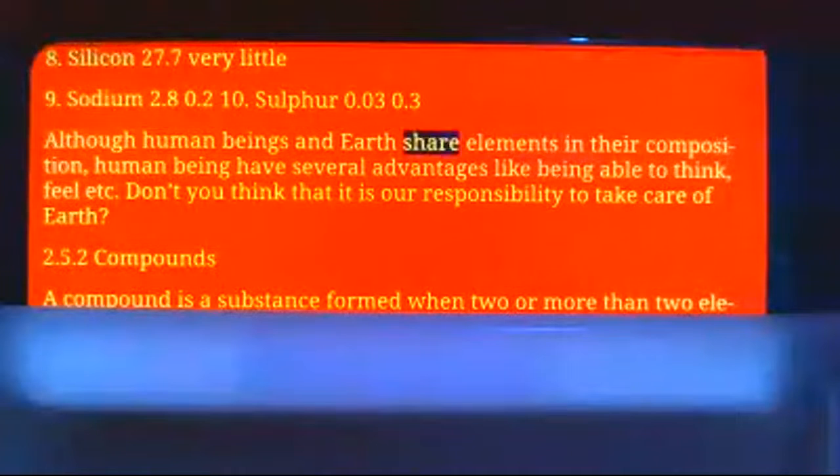Although human beings and Earth share elements in their composition, human beings have several advantages like being able to think, feel, etc. Don't you think that it is our responsibility to take care of Earth?